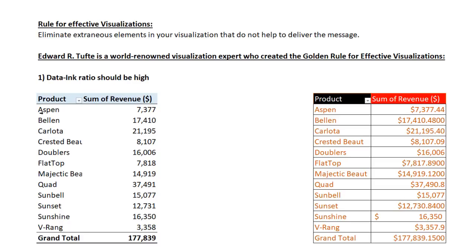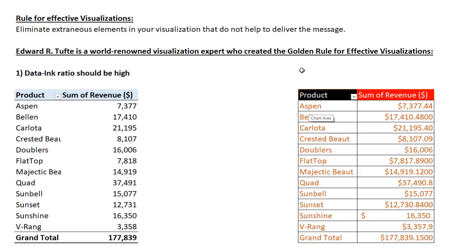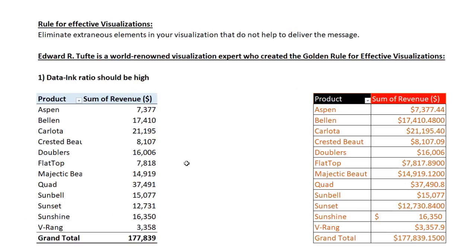Here we have lots of data and less ink. Over here we have the same amount of data, but lots of ink. That lots of ink gets in the way of delivering an effective message. Too many lines. The different colors probably don't help the message, and this is messy. We need to have the same number of digits for all the numbers in our table. All right, so the data ink ratio should be high.